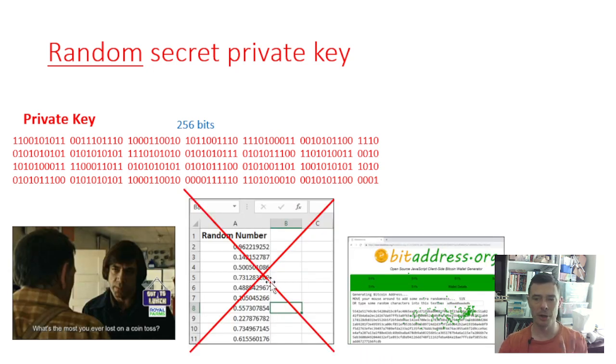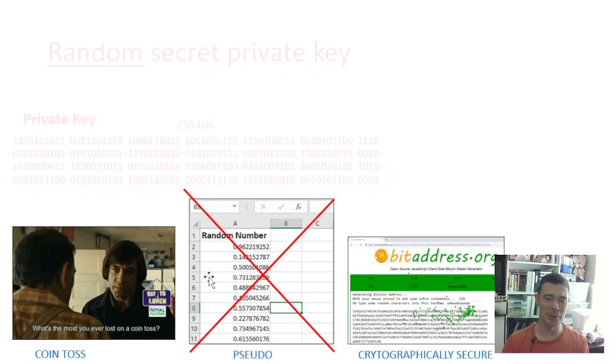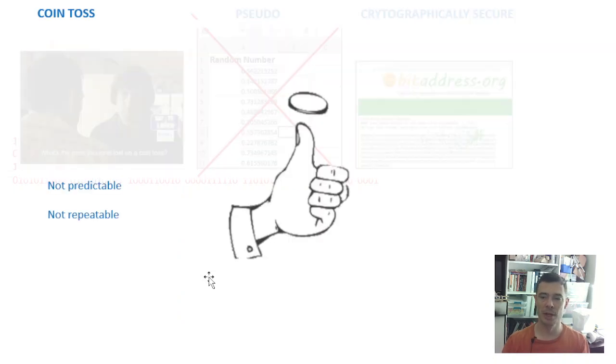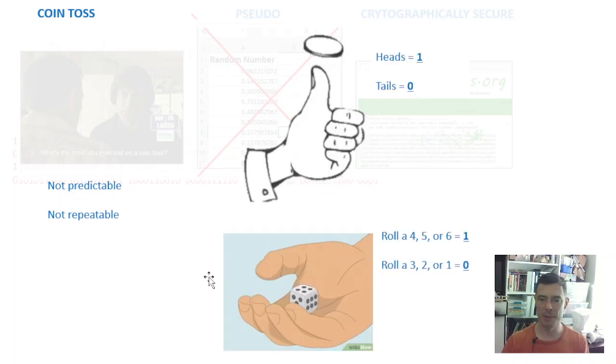So there are 3 ways to make suitable random numbers, and one of them you never want to do. So let's start with the coin toss. And people actually do this. You take a coin, you flip it 256 times, and it works because when you do this process, it's completely not predictable and it's completely not repeatable. And the same thing applies if you want to use dice. You're going to get the same randomness and the same lack of predictability.